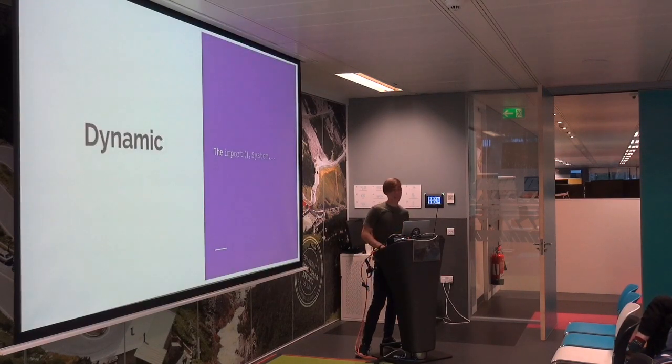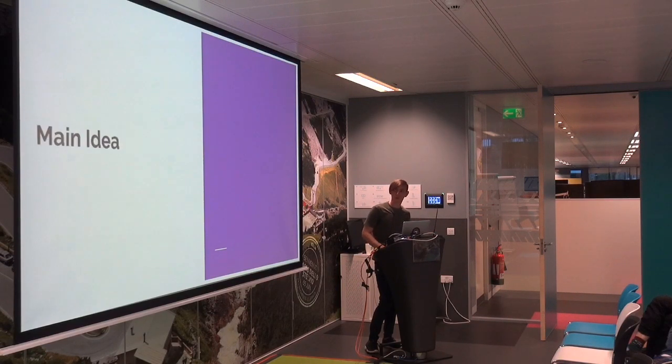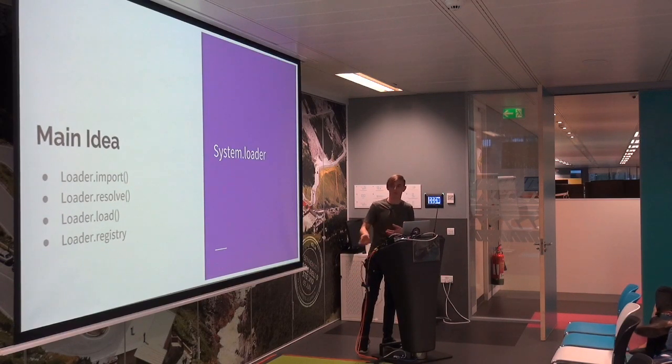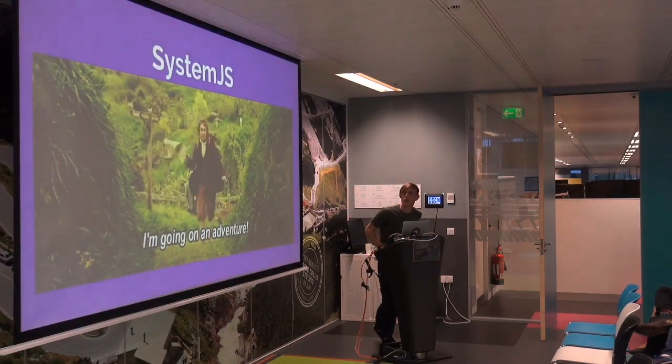And we have a dynamic spec. The dynamic spec is still in spec. A couple of people tried to implement it, but the main idea is that we have a loader interface, and it defines a couple of methods. And it has a loader register. This is where you actually get your packages from. And that system loader interface is attached to System, which is exposed in a browser. So in a browser, you're supposed to be doing System.import, System.resolve, System.register, whatever you need to do. And here we go. We have SystemJS.